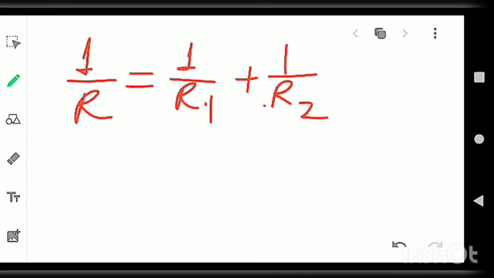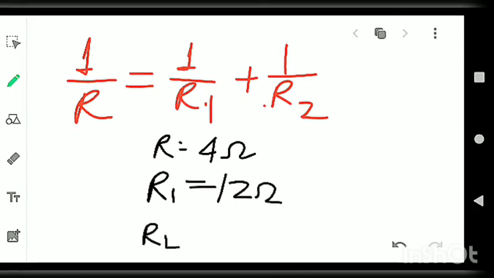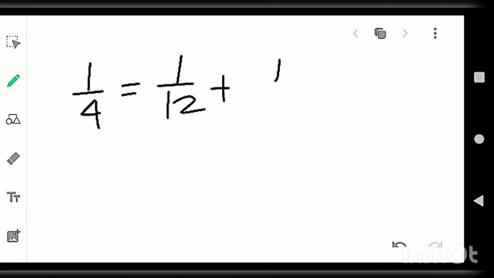1 by R is the net resistance. For our case, the value of R is 4 ohms, the net resistance we have to get. R1 is 12 ohms. R2 is x plus 5. So I will just put these values in the equation. What will I get? 1 by 4 equals 1 by 12 plus 1 by x plus 5.